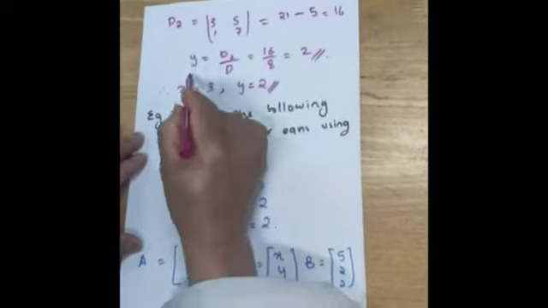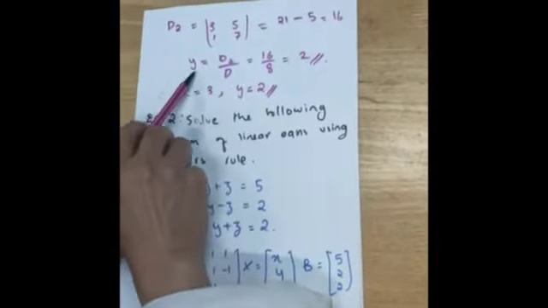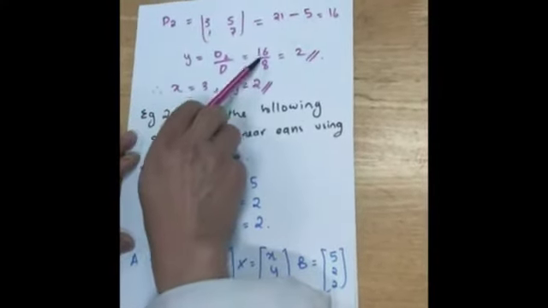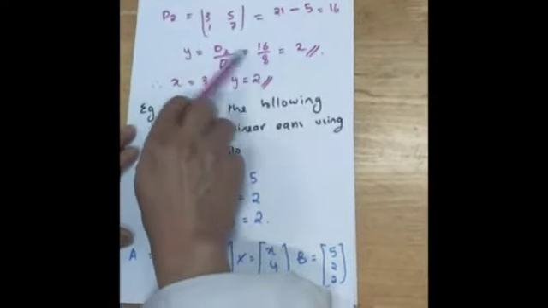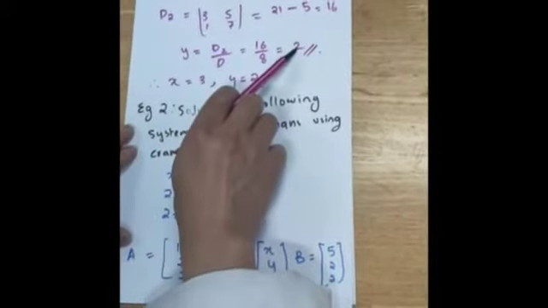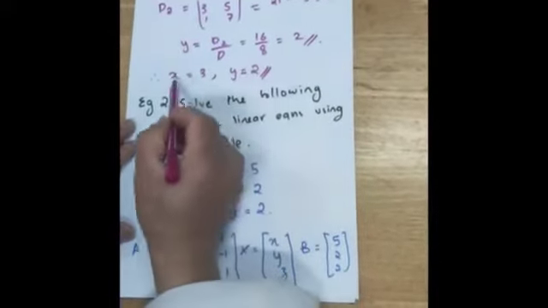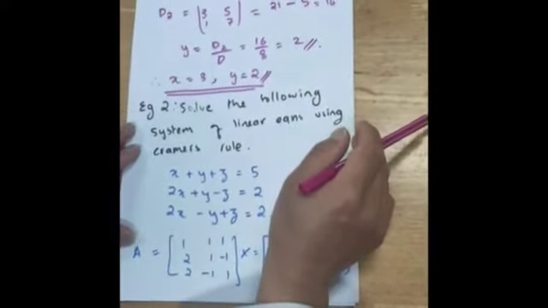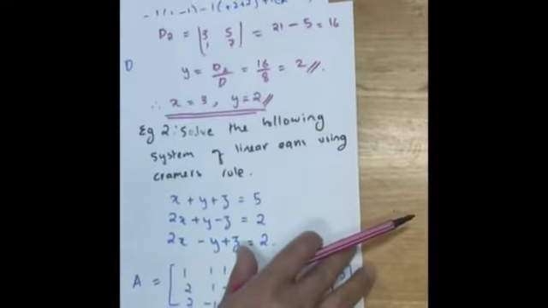Now using the formula, y is equal to d2 divided by d, which is 16 divided by 8. Therefore, we get the value of y equal to 2. Finally, you can write down the solution as x equals 3 and y equals 2 for this system of linear equations.